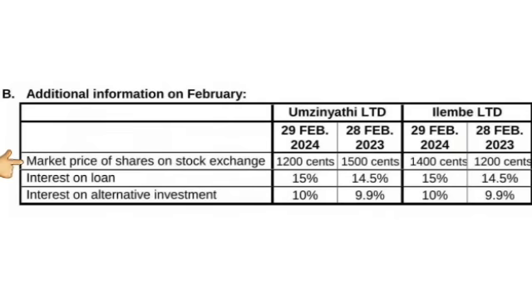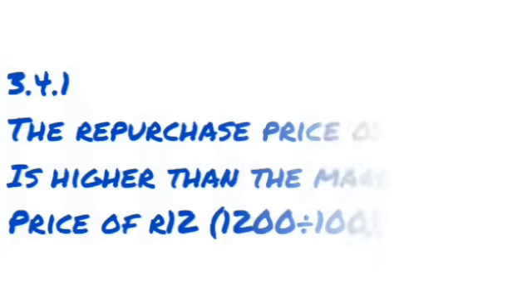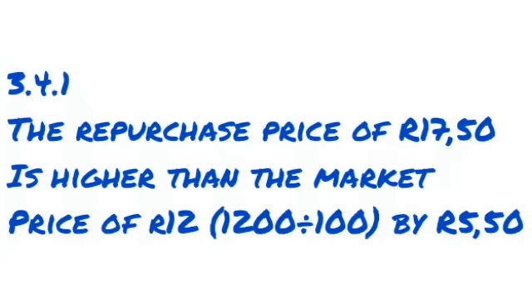So when you look at the market price of the shares of Umzinyati, they are worth 1,200 cents. When you take that amount and divide it by 100, it's going to give you 12 rands. So the market value of the shares is 12 rands. We paid 17 rands 50 to get them back. So the answer here is the repurchase price of 17 rands 50 is higher than the market price of 12 rands.